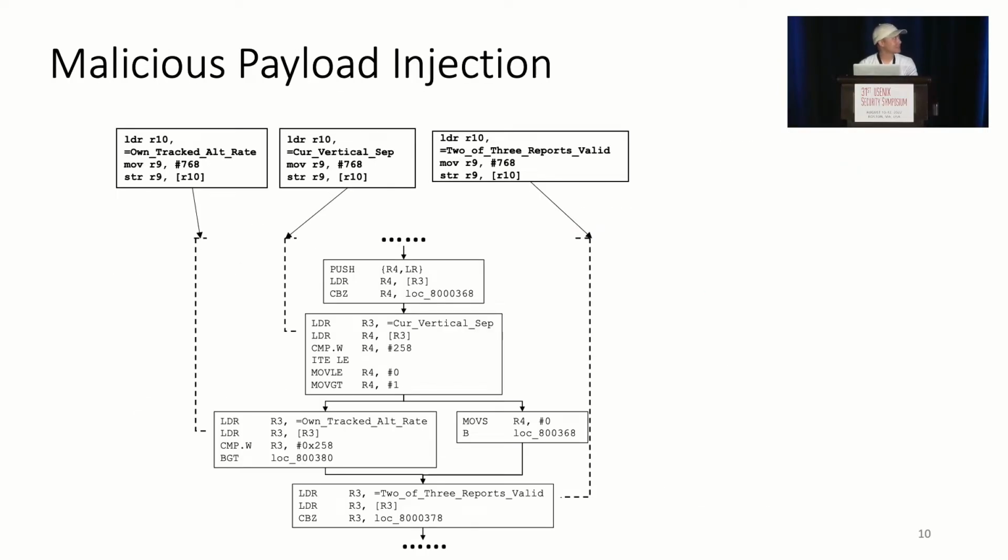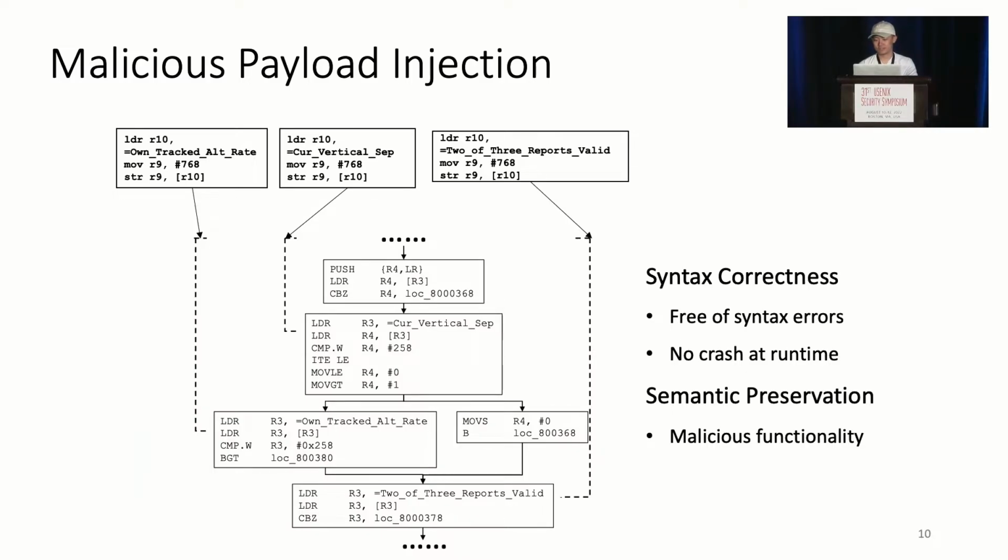To perform the malicious payload injection, the malicious payload will first be split into independently executable chunks. For example, 3 of these chunks, where each one represents the modification of a critical parameter of an attitude control program. Once we have these chunks, they will be distributed into the binary program. But not all the locations in the binary program are suitable for injection due to a set of constraints. First, the injected program needs to be free of any syntax errors. It should not crash at runtime.